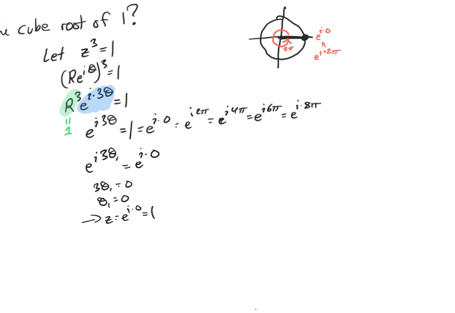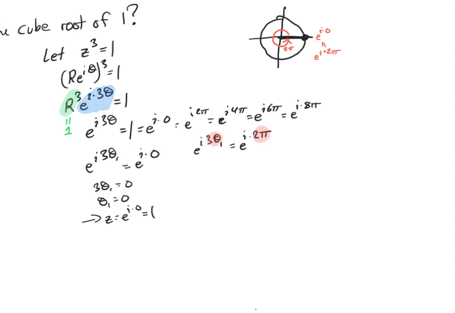But let's try a different one. What if I say e to the i times 3 theta 1 is equal to e to the i times 2 pi? Well, again, the only way for these two things to be equal is for their exponents to match. And so 3 theta 1 has to be equal to 2 pi.